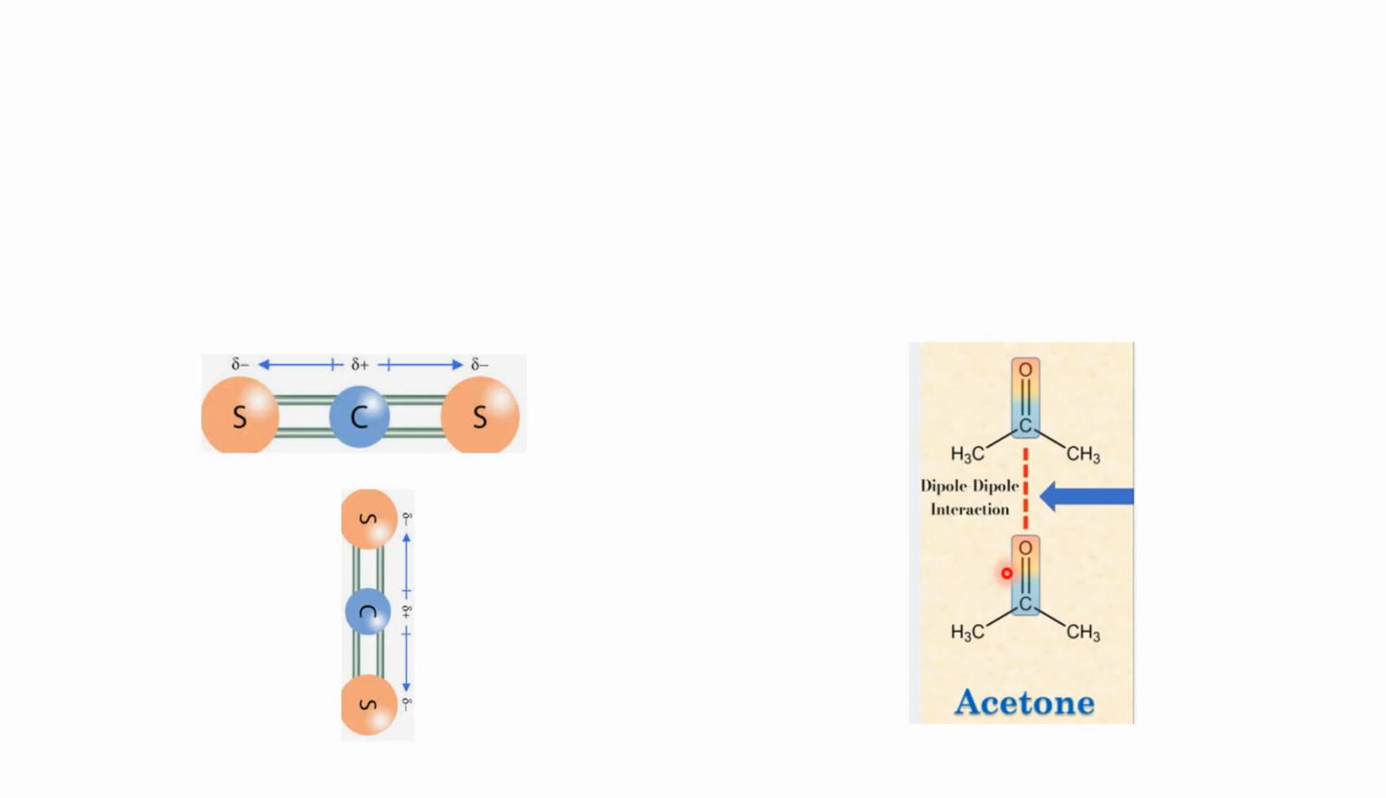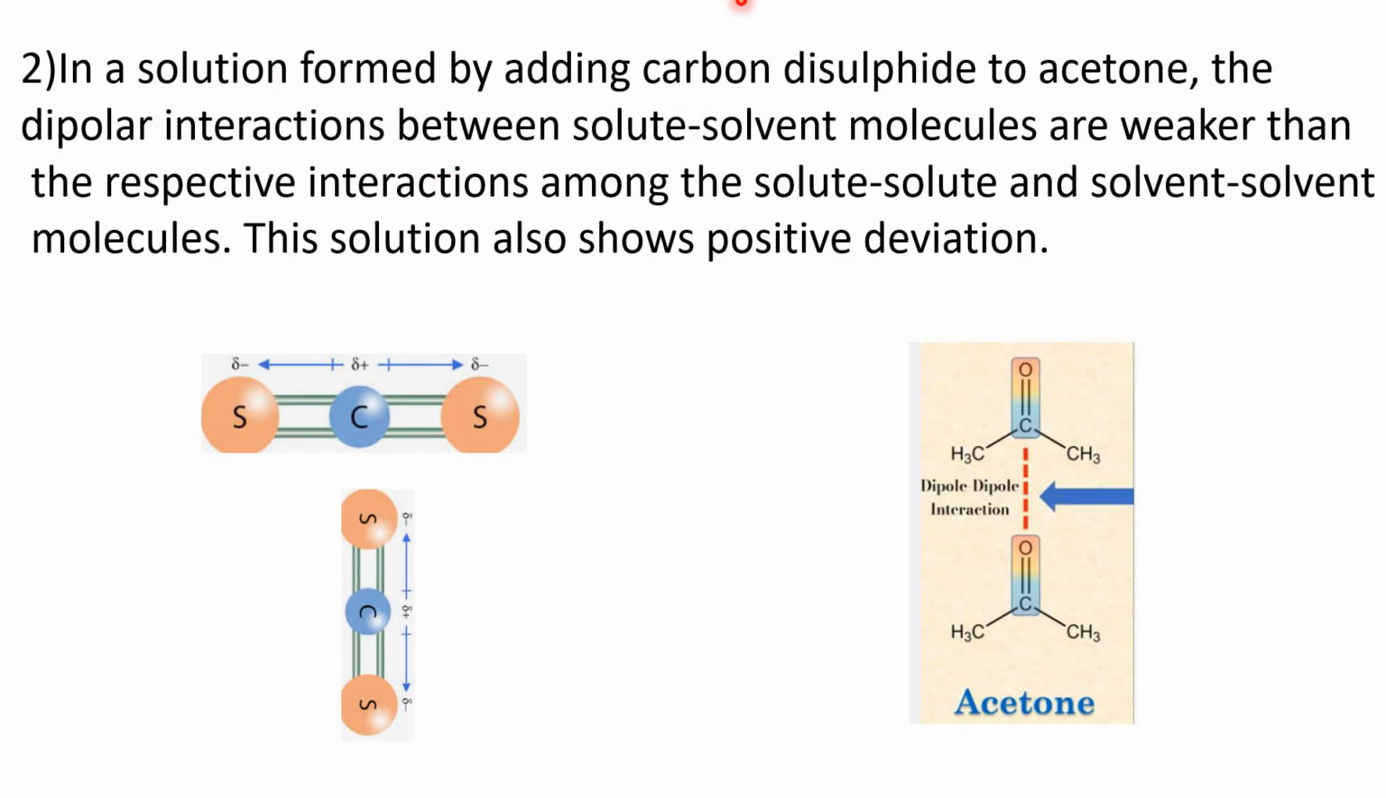But when carbon disulfide and acetone are mixed up, dipolar interactions are developed between this molecule and the acetone molecule, which are weaker than the dipolar interaction of carbon disulfide molecules and the dipolar interaction of acetone molecules. So the solution is formed from carbon disulfide and acetone. The dipolar interaction between solute-solvent molecules is weaker than the respective interaction among the solute-solute, acetone-acetone, or solvent-solvent, that is carbon disulfide, molecules. So it shows the positive deviation.